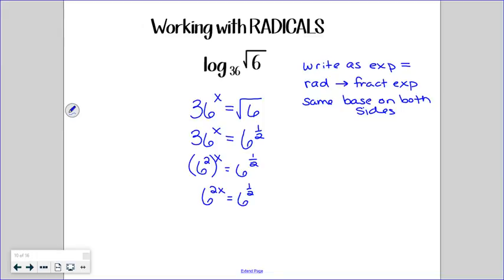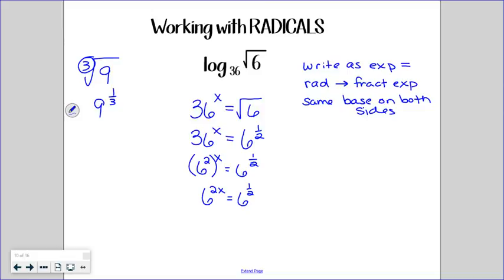Once I have, what? Something to the 1/2 is the same as square root. Yes. Whatever your radical is. So if I had a cube root of that, it would be 9 to this fraction, 1/3. The base of that fraction is whatever root you are doing.